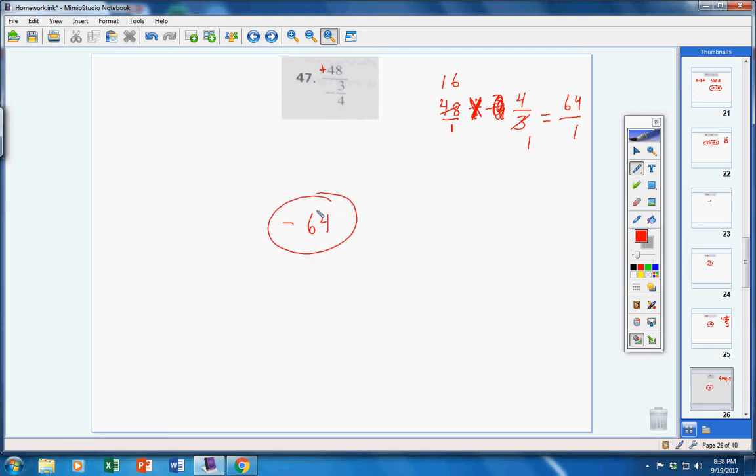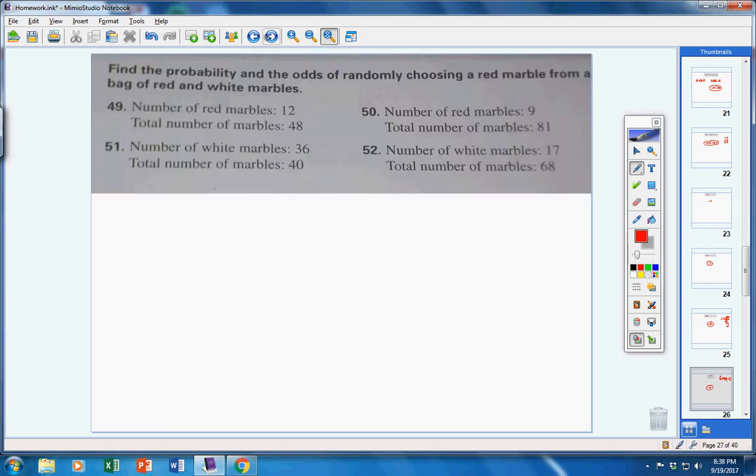Okay? Hope that helps. Let's move on to numbers 49 through 52. We're going to find the probability and odds of each one. Okay? So here we go.